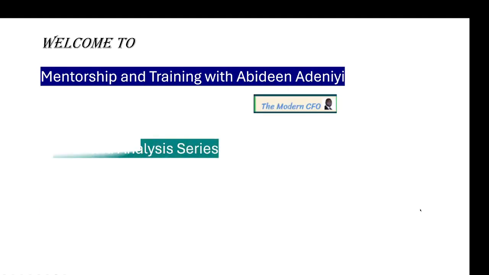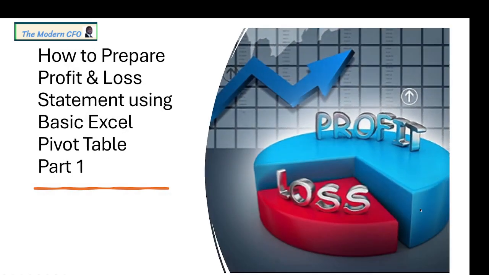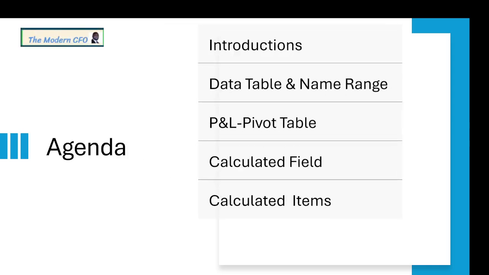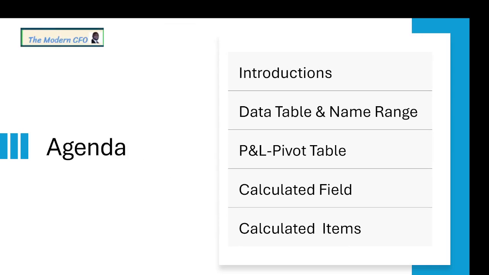Today we'll be looking at how to prepare a profit and loss statement using a basic Excel pivot table. This is going to be part one of it. Our agenda for today: first, the introduction to profit and loss statement. Then we are going to look at data table and named range, P&L pivot table, calculated field, and calculated items.